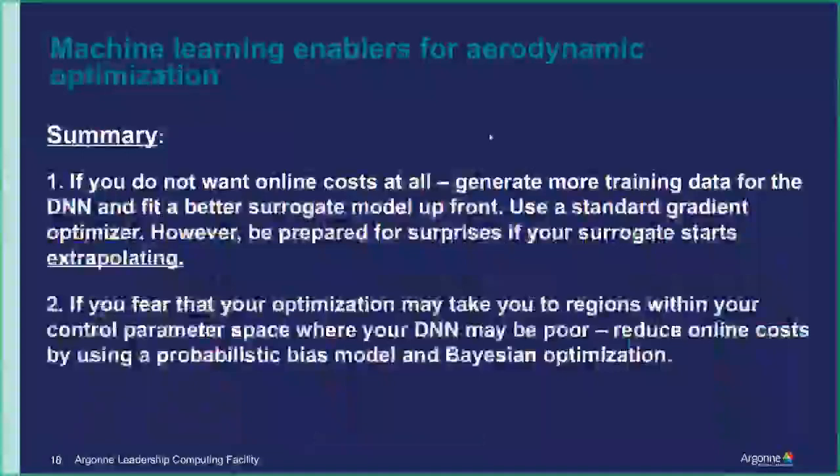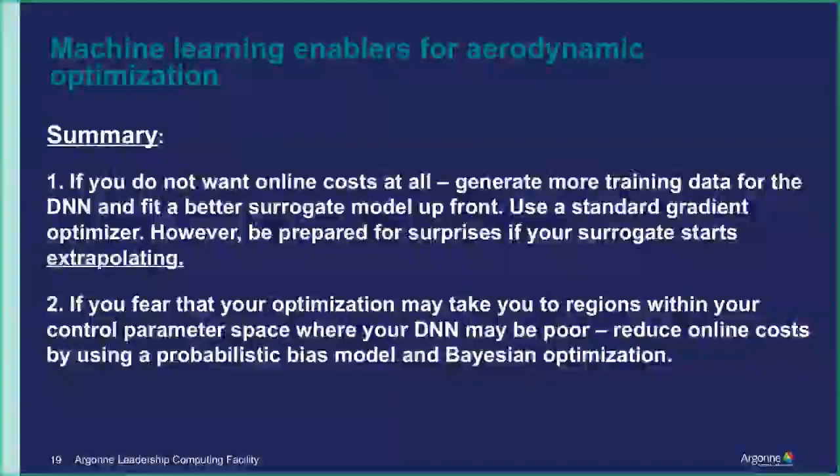All right, so if you want to summarize this first part of my talk: if you do not want online costs at all, then it's cost amortization, right? That's what it boils down to. You have to generate more training data for the DNN, and then you fit a better surrogate model up front. However, be prepared for surprises if your surrogate starts extrapolating, right? You don't know if it's going to be extrapolating, because you don't have the true data. This is a luxury that we were able to have by generating a 2,000-point DOE training data set, or testing data set rather.